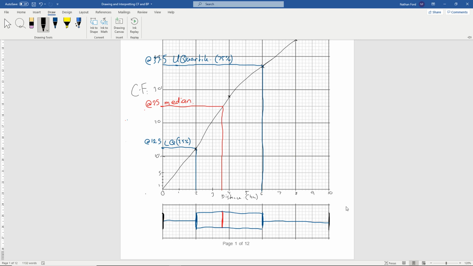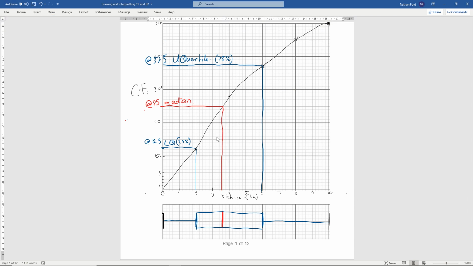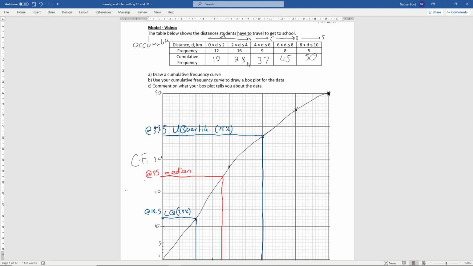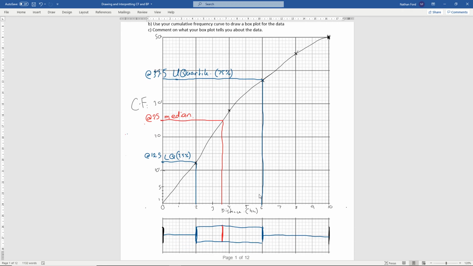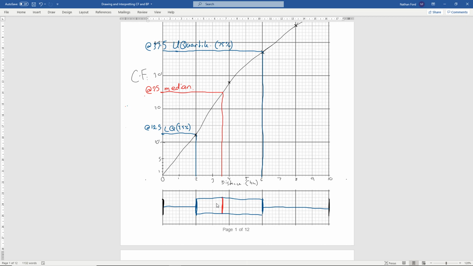So that's it. That's how we can turn some data you have into a cumulative frequency graph and use that to make a box plot. So what I want you to do now is let's label these a bit better. So we've got our minimum, our maximum. Now we don't use these when we're comparing data in a box plot because you can have one person get a maximum and it's going to skew the data.